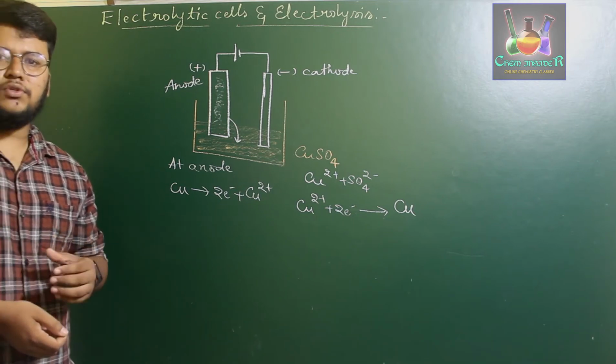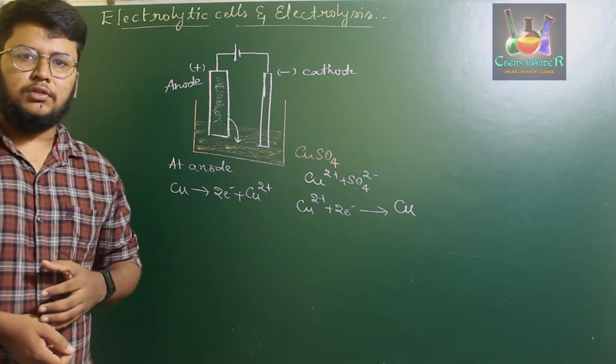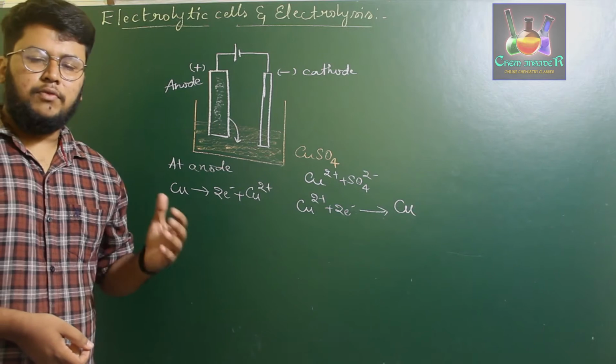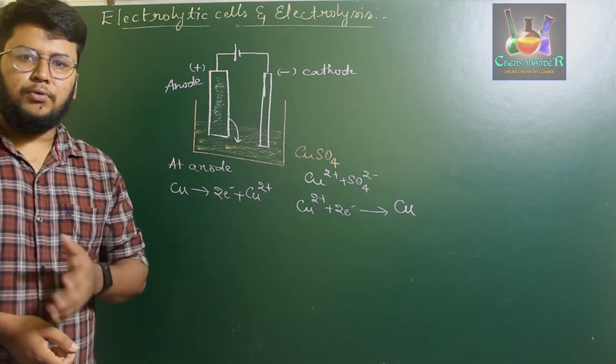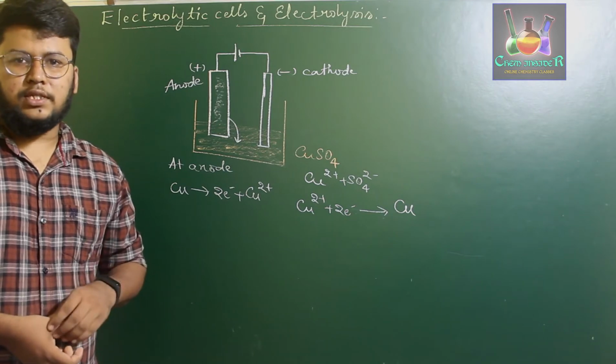Whenever you use an external source of electric current in an electrolysis process for the purification of certain metals, converting them from an impure form to a pure form, we call that process the electrolytic process.